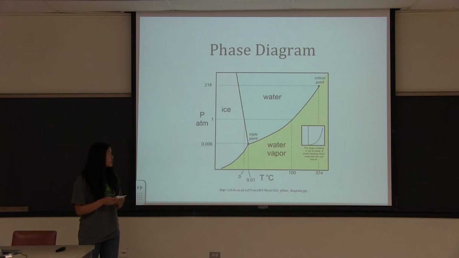So the graph is a phase diagram, which shows where the distinct phases can occur at equilibrium. And based on the temperature and pressure of the element, you can tell whether the element is a solid, liquid, or gas.